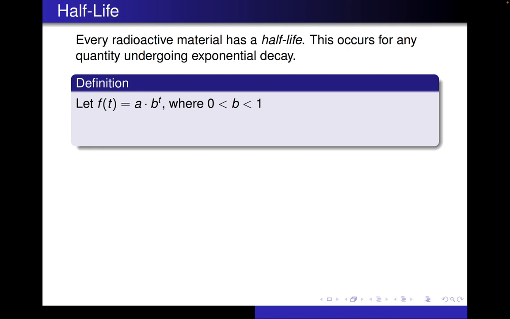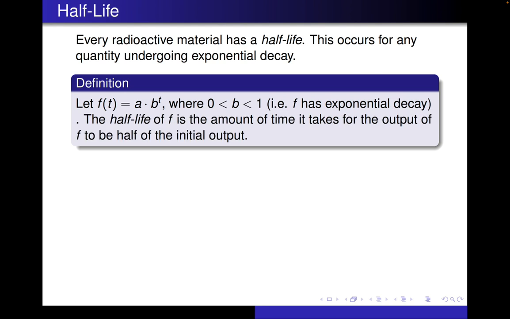In fact, exponential decay happens whenever you have a function, and I'm going to use t as my independent variable this time, f of t equals a times b to the t, where your b is between 0 and 1. So these are the exponential functions that get smaller as time gets larger. And this is exactly what we mean by exponential decay when b is between 0 and 1. If you have b bigger than 1, you have what is called exponential growth.